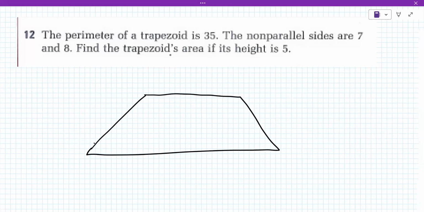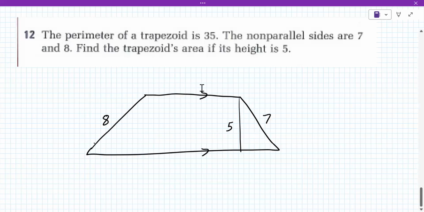It says the perimeter of a trapezoid is 35, so that's all the sides added together, as you know. The non-parallel sides are 7 and 8. So we'll go 8 and 7. I'm just picking, doesn't matter. Those are the non-parallel sides. So if you really wanted to, you could show that those are the parallel ones and see if that matches what you're thinking. Now the height is 5. Again, this probably is not drawn to scale, but it's good enough for what we're doing.